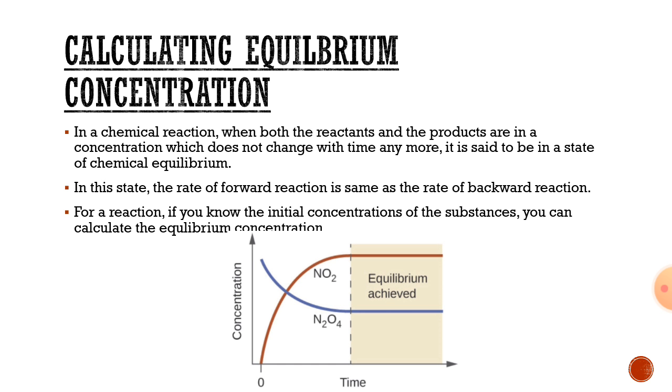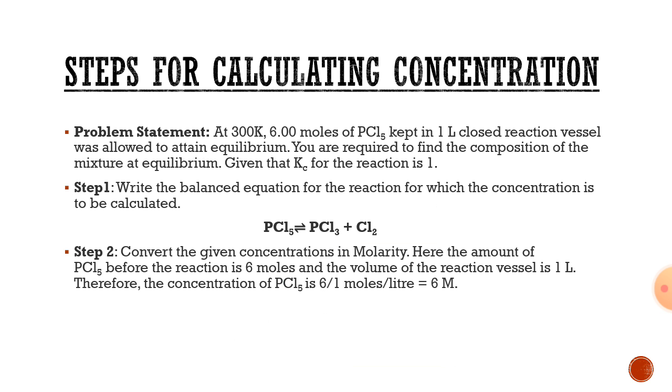In this state, the rate of forward reaction is the same as the rate of backward reaction. For a reaction, if you know the initial concentration of the substance, you can calculate the equilibrium concentration. There are some steps for calculating equilibrium concentration. There are 6 steps. First of all, I have a problem.